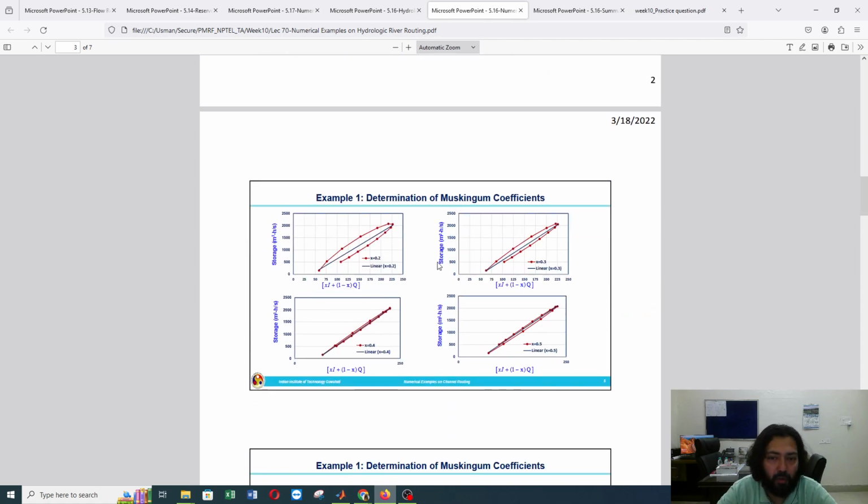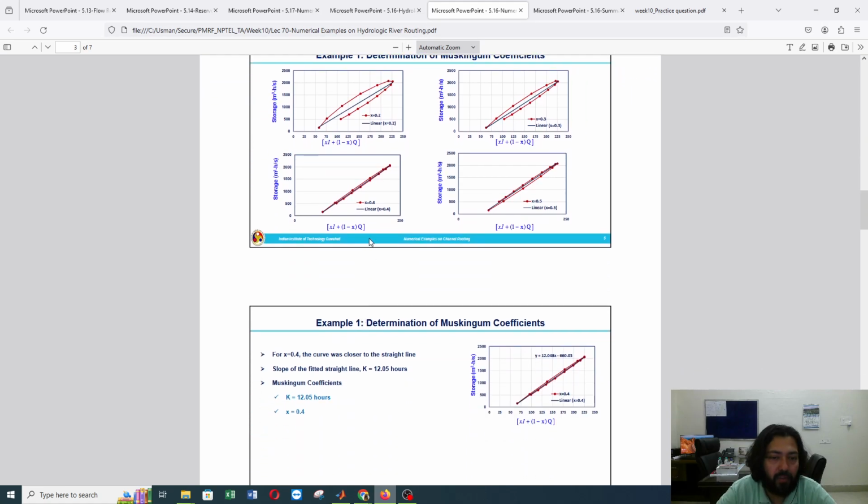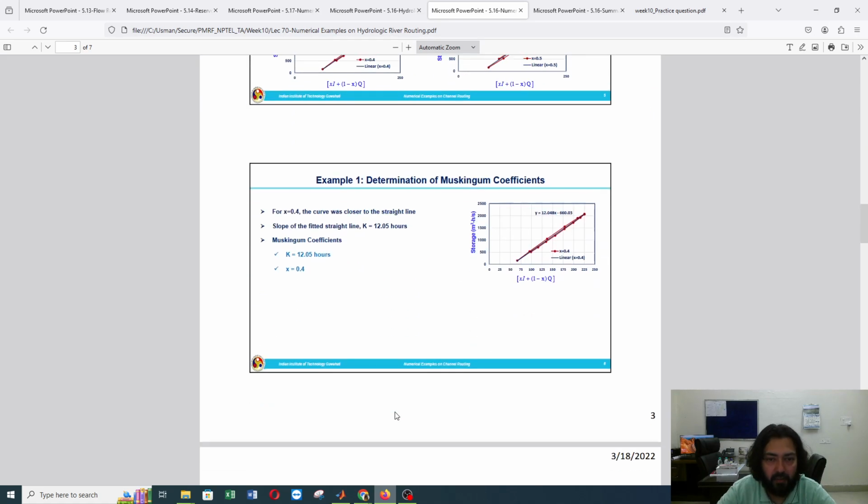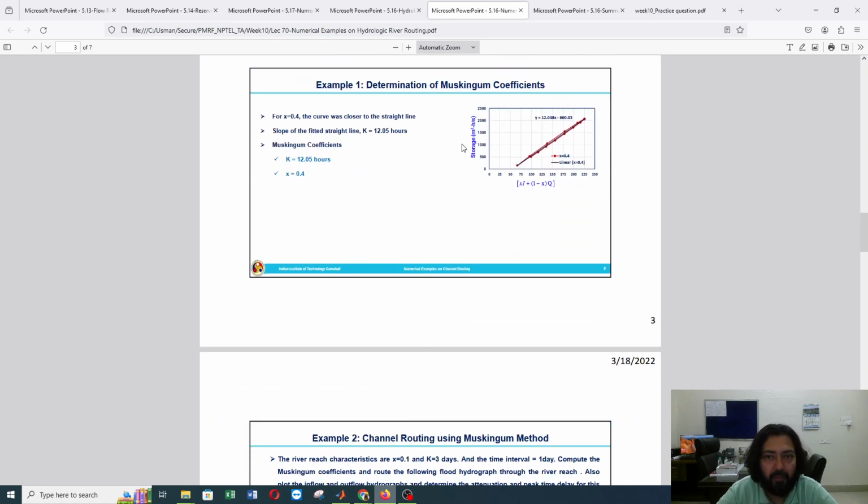Now we have 4 different plots, and we have to select the plot which represents a straight line. If we look at these curves, when x equals 0.4, it perfectly resembles a straight line. So we are going to go with x equals 0.4. If we plot this curve and see the slope, that slope will be the value of K. From this equation, the value of K is 12.048. So we have got the Muskingum coefficients as x equals 0.4 and K equals 12.04 hours, right? This is the example where we find the Muskingum coefficients.